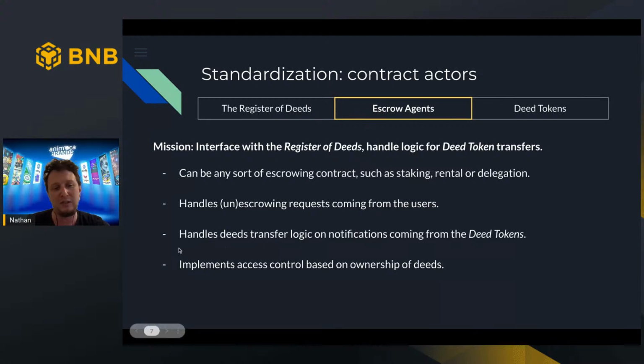And an important point: it implements access control based on the ownership of the deeds. So when you want to unescrow your token, you need to be the owner of the deed. This is the type of access control we are talking about.